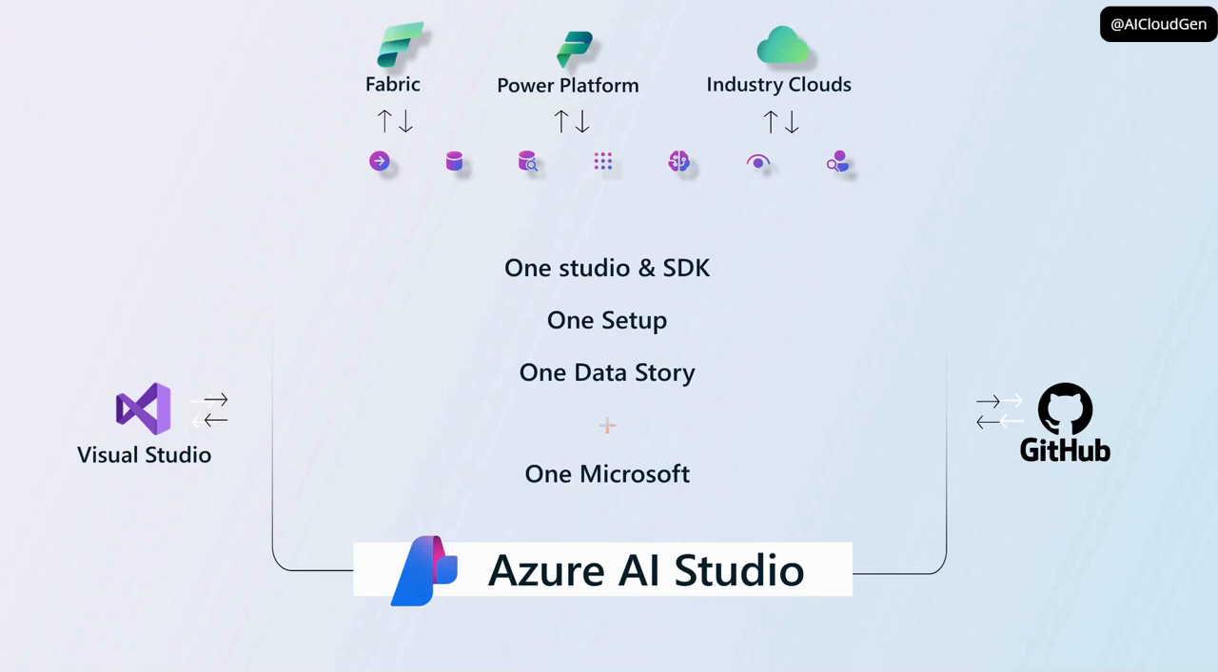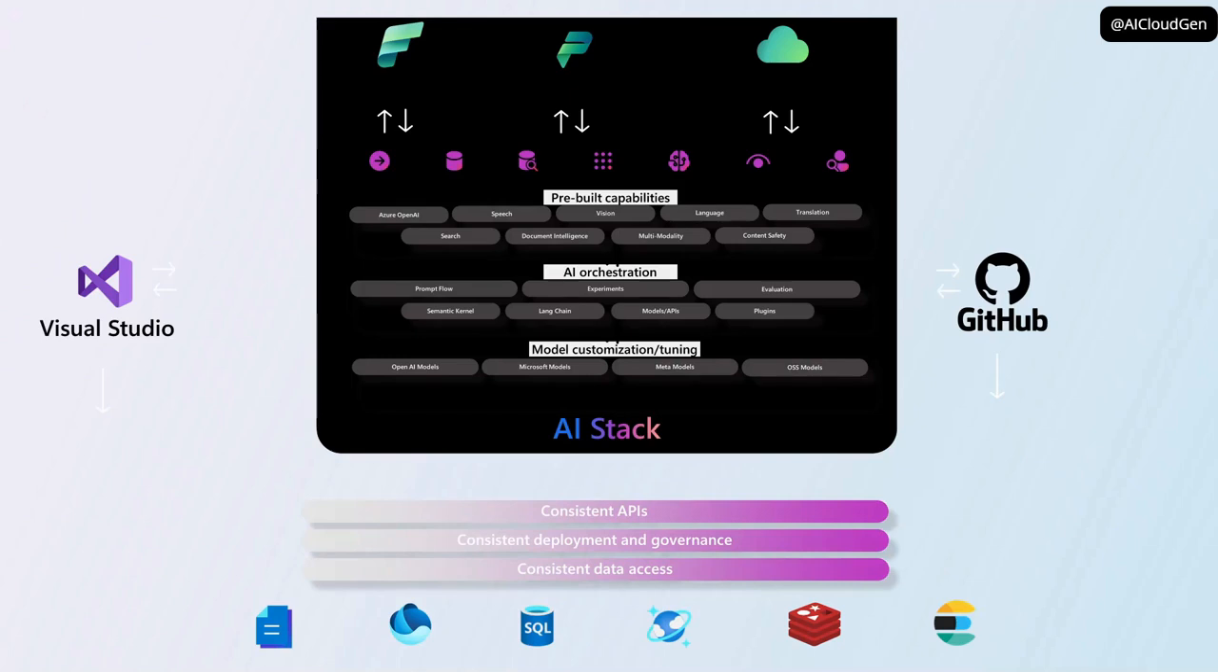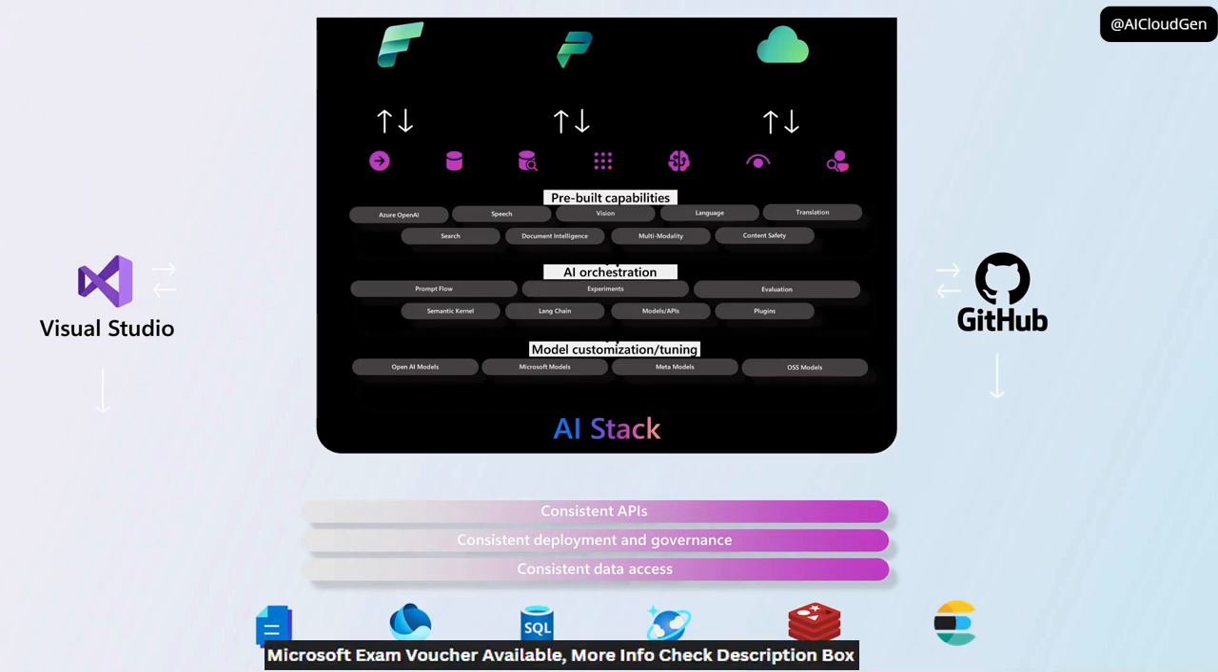So you develop using Azure AI Studio. You can use a GitHub repository for source control. And of course, you can pull data from Fabric or Power Platform or even the industry cloud products, and leverage that. So this is where it comes in. Within Azure AI Studio and the AI stack, as you can see, you have access to the pre-built AI capabilities, or you have custom machine learning capabilities, or you can also do model customization and fine-tuning wherever you require. But still, at the end of the day, you are going to use Azure AI Studio as a one-stop shop for everything.